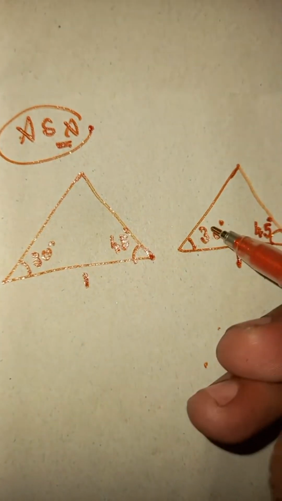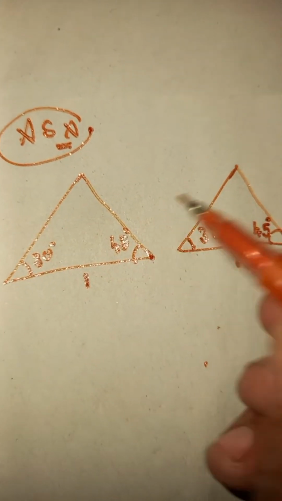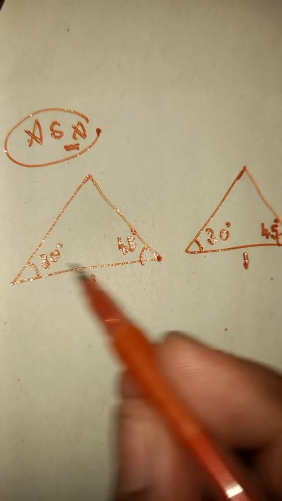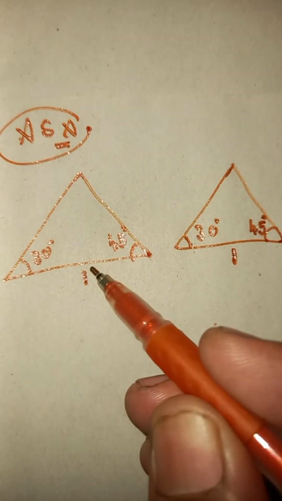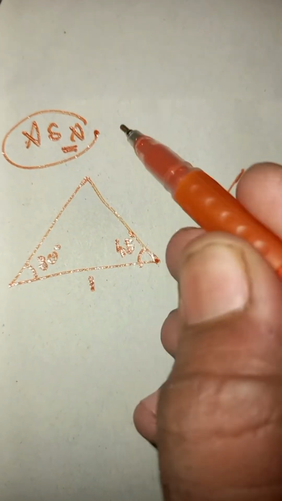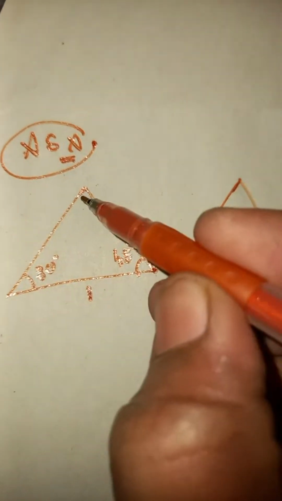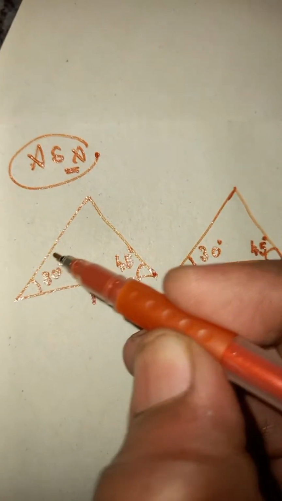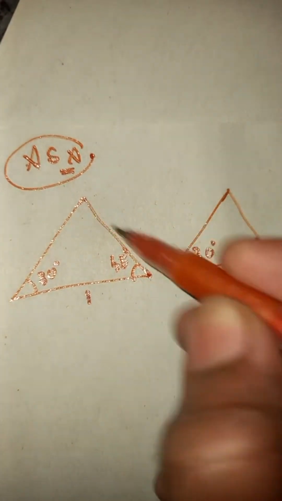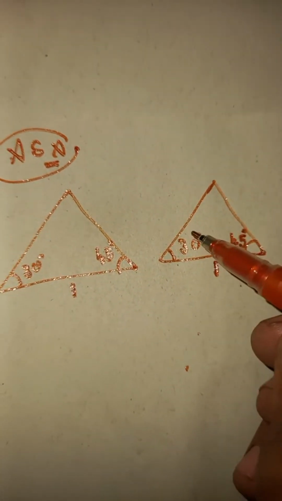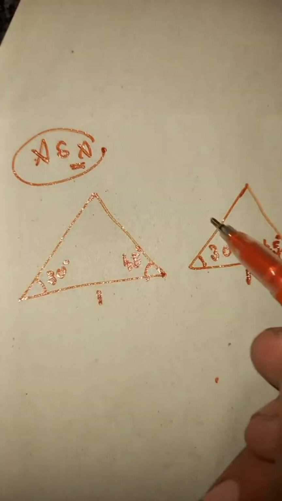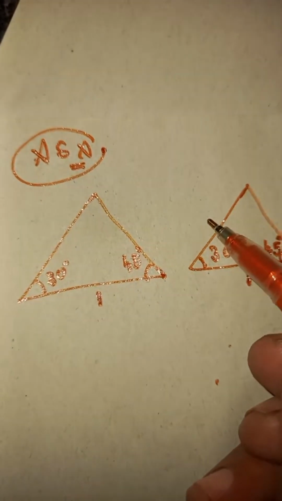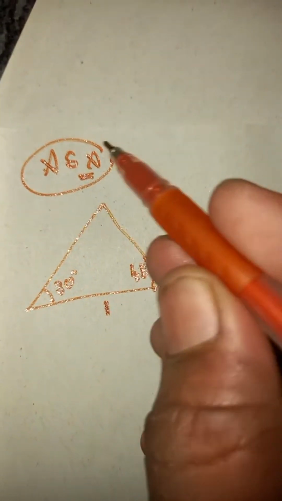This angle will be equal to this angle, and this angle is going to be equal to this angle, and the in-between sides of them are going to be equal, so it is known as ASA congruency. Then automatically this angle and this angle are going to be equal, and this side will be equal to this side, and this side will be equal to this side. So those two triangles both are going to have the same shape and same size. So they're going to be congruent triangles.